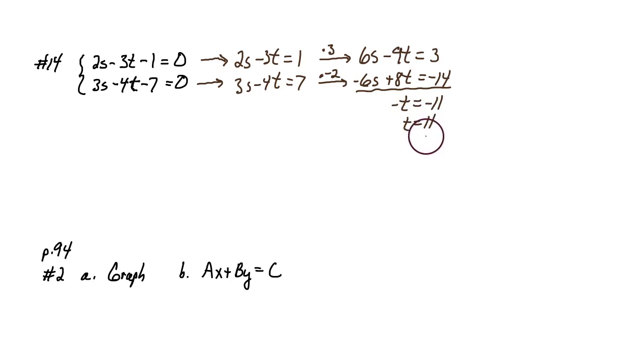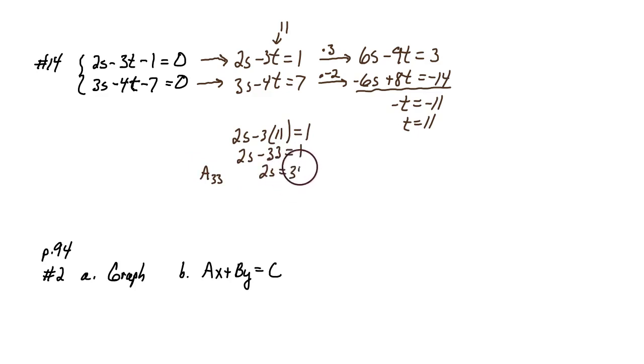Take that answer for t and substitute it into either one of these equations. I'm going to put it right there. We get 2s minus 3 times 11 is equal to 1. 2s minus 33 is equal to 1. Add 33 to both sides. 2s equals 34. And divide by 2. S equals 17. In alphabetical order, S comes before T. So the answer is 17, 11.